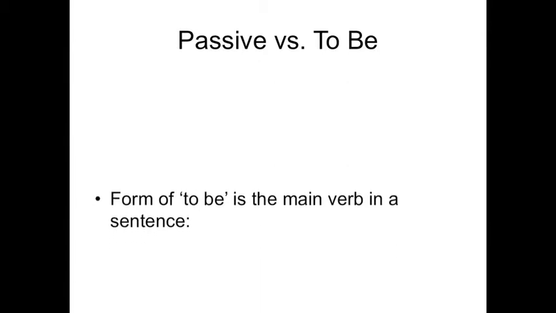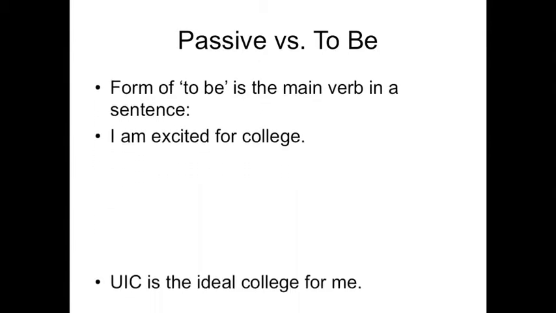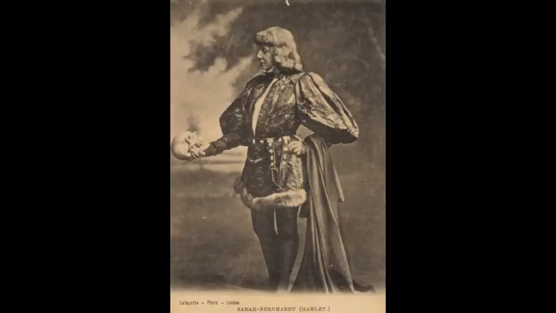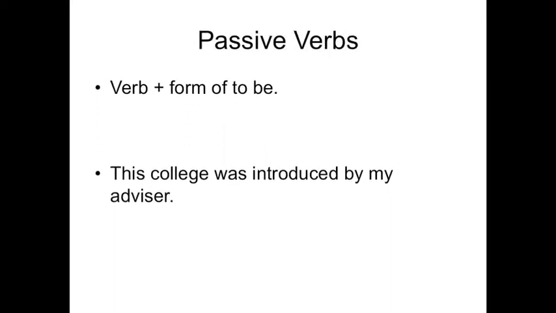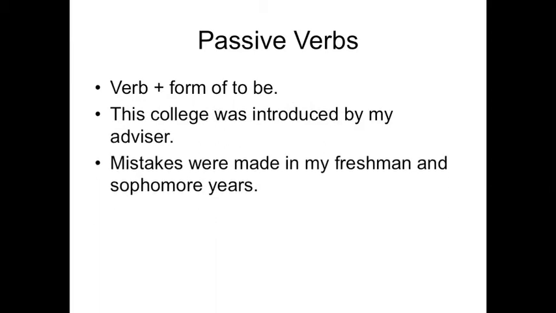Here's a quick reminder of the difference between passive and to-be verbs. Here's some sentences with to-be verbs as the main verb. You can see am and is. And here's Hamlet, who says to be or not to be. Passive verbs always include a form of to be plus a verb form. Here's a couple of examples. Mistakes were made. College was introduced.